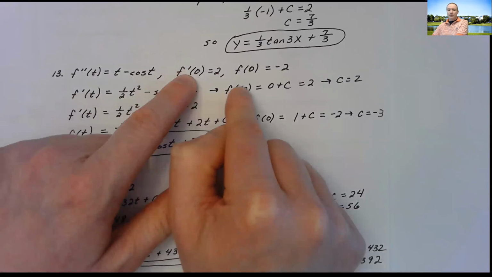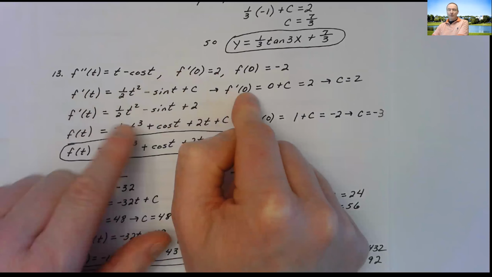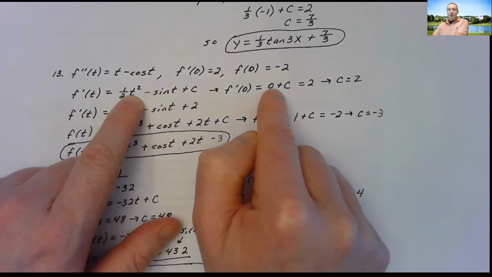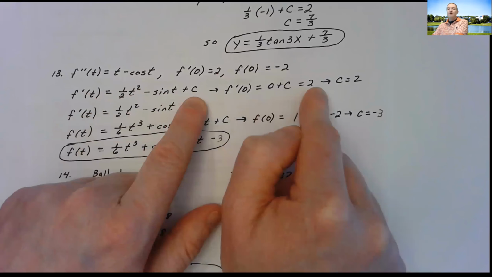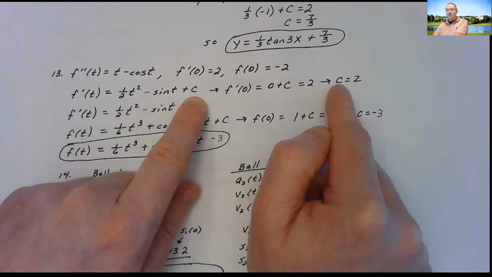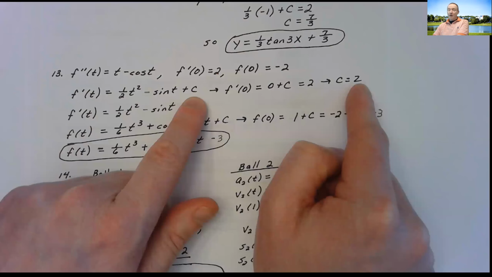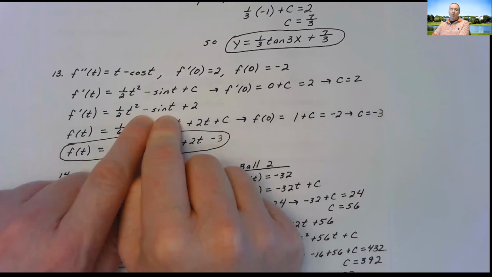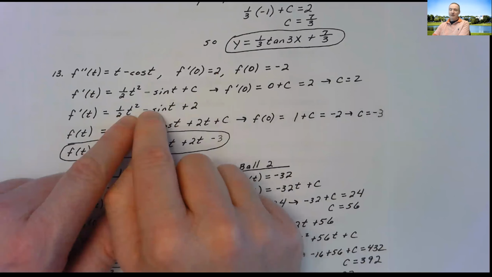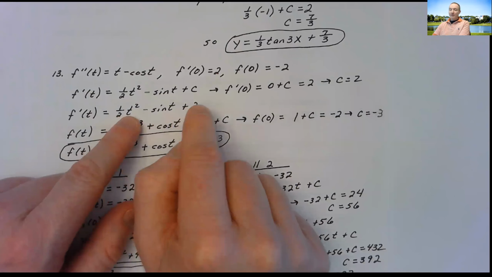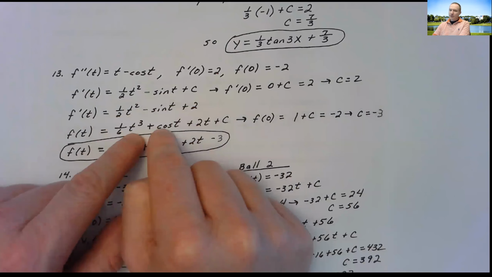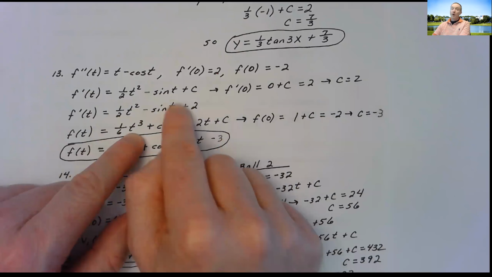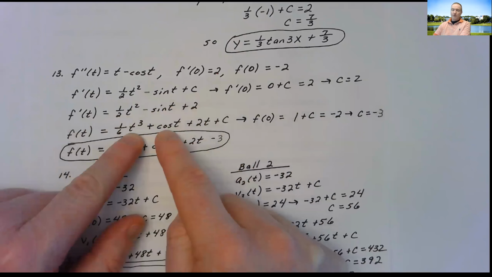So I plug in what I know. I know f prime of 0 is supposed to be 2. Well, if I plug a 0 into f prime of x, it's just going to be 0 minus 0. So 0 plus c is equal to 2. This allows me to see that this constant of integration is 2. So now I can conclude that my exact first derivative is 1/2 t to the second minus the sine of t plus 2. From that, though, I need to worry about the original function. And please keep in mind, I had to get the specific first derivative with the value of c solved for before worrying about what the original function was.